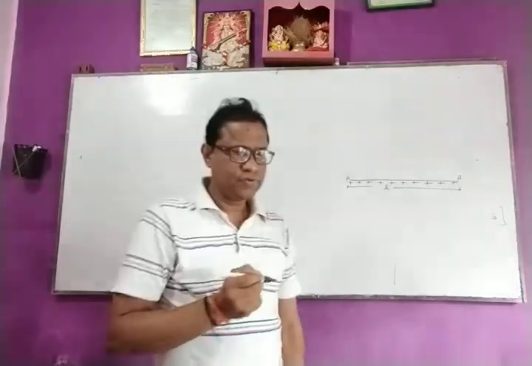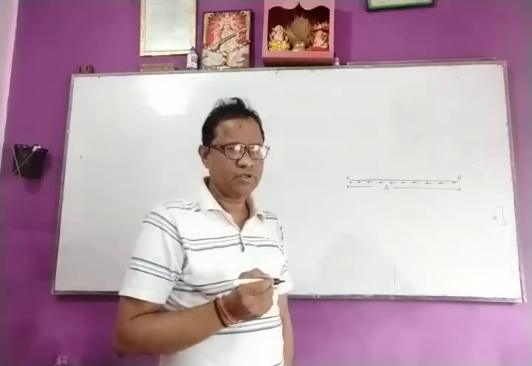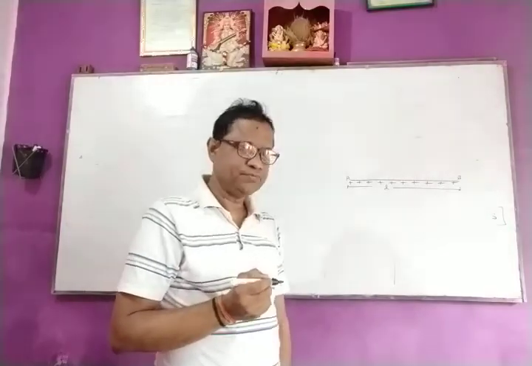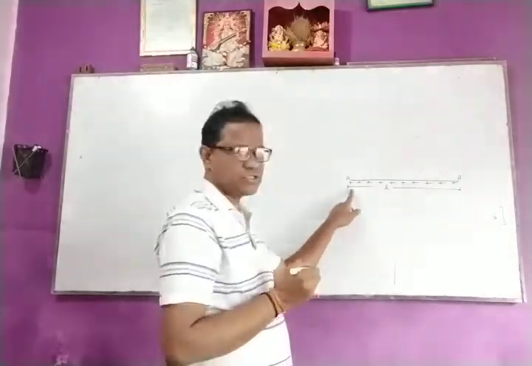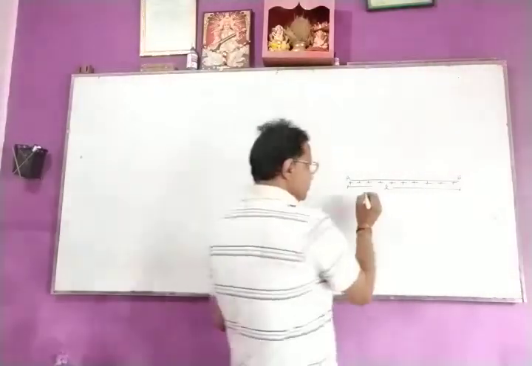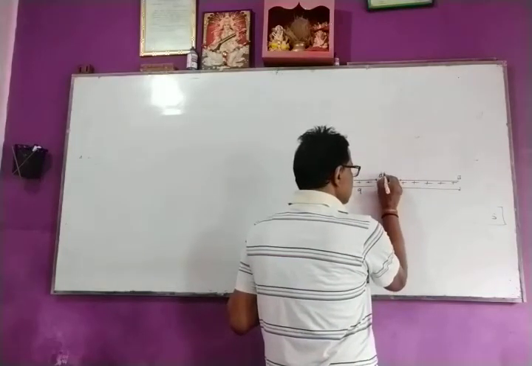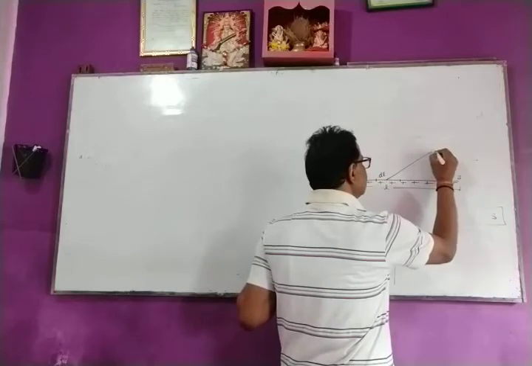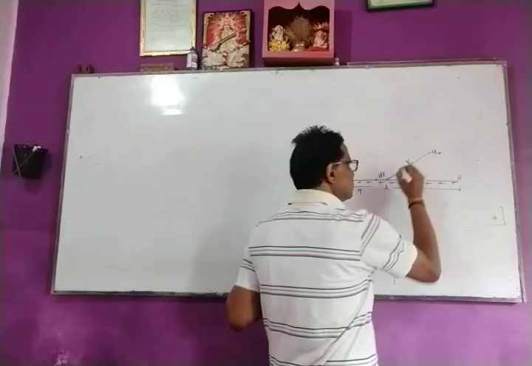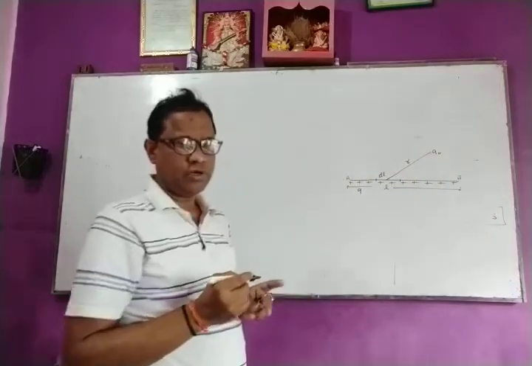Length of that wire is L. Charge Q is distributed. A small portion dl, a small portion dl.